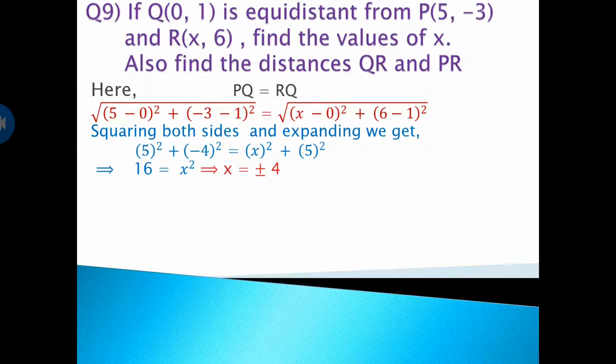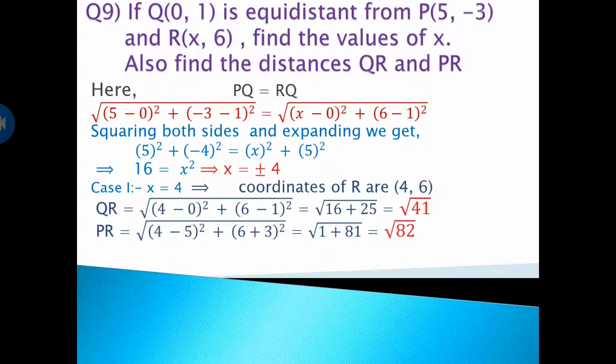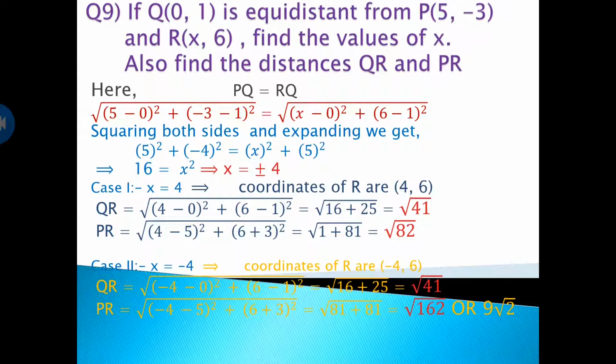So for doing the second part, we take the first case as value of x equal to plus 4. Accordingly, the coordinates of R are (4, 6). So using this, we calculate the distances QR and PR. QR is coming as under root 41 and PR is coming as under root 82 by distance formula. Now case 2, x equal to minus 4. Accordingly, coordinates of R are (minus 4, 6). Hence, the distances QR and PR are respectively root 41 and root 162.